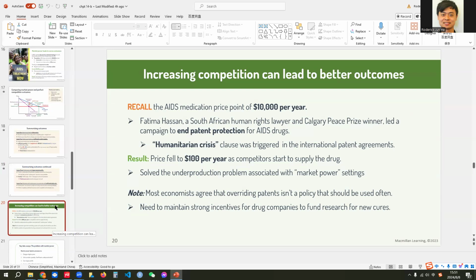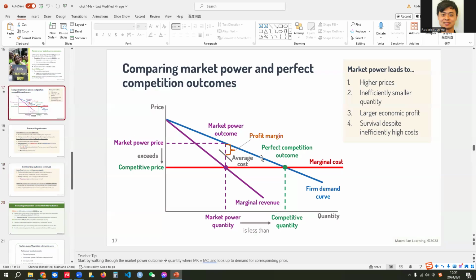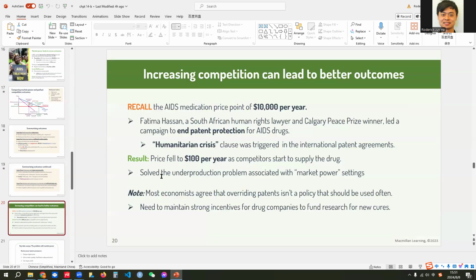So increasing competition can lead to better outcomes. For instance, this, right? A better outcome for the society or for consumers with more availability of products, the price goes down, right? So that's better for them.